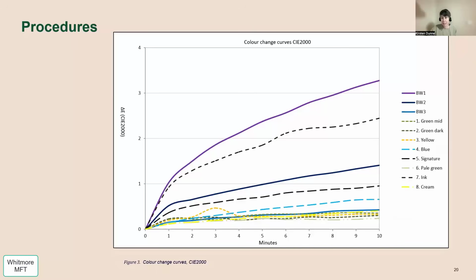This is another graph I create, color fading curves. They can be quite interesting in themselves. You've got time elapsed and rate of change, and you often quite classically see initial quite rapid rate of change and then things tapering off.